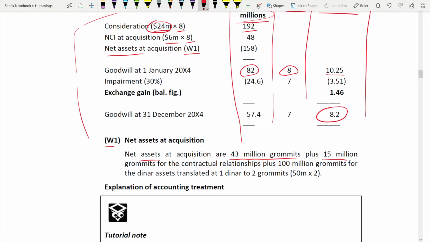Now there was another which is 50 million dinar. They told you. So dinar you have to first convert into grommet, because this 43 million is in grommet, 15 million is in grommet. This 50 million is in dinar. You cannot add that 50 million until you convert it into grommet first. So if you convert it into grommet, it will be 50 into 2, 100. So 43 plus 15 plus 100 will be 158, minus 158. I'm sure you know the formula to calculate goodwill, right? Consideration plus NCI minus net asset. Hence 82. How 15 to 2?